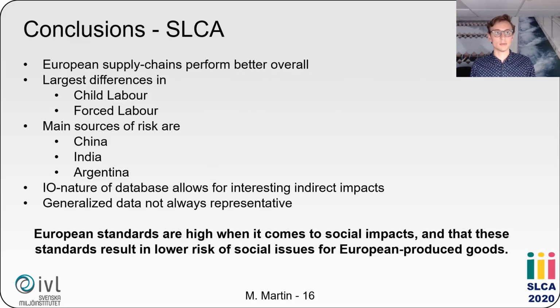Concluding, the European supply chains perform better overall. Largest differences are in child labor and forced labor. Main sources of risk are China, India, and Argentina. And for the IO nature, this allows for interesting indirect impacts, but on the other hand, the generalized data is not always representative. And the conclusion being that European standards are high when it comes to social impacts. And these standards result in a lower risk of social issues for European produced goods relative to non-European produced goods.